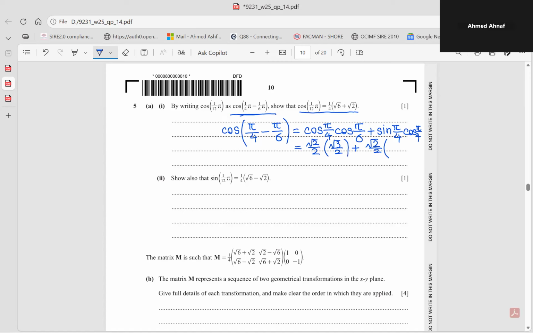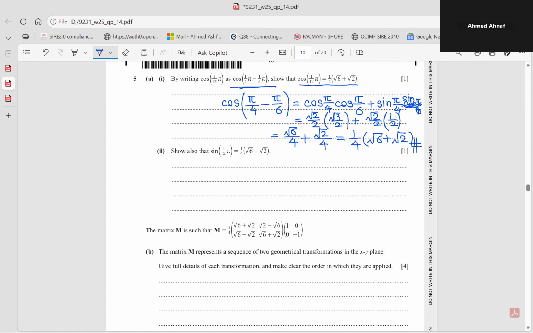Cosine, oh my goodness, I'm sorry, that's cosine pi over 6. Cosine pi over 6 is, wait, no, sine pi over 6, my bad. Sine pi over 6 is half. Okay, so putting it all together, you get square root 6 over 4 plus square root 2 over 4. Factoring out 1 over 4, you get 1 over 4 times square root 6 plus square root 2. So this would be the final answer for this.